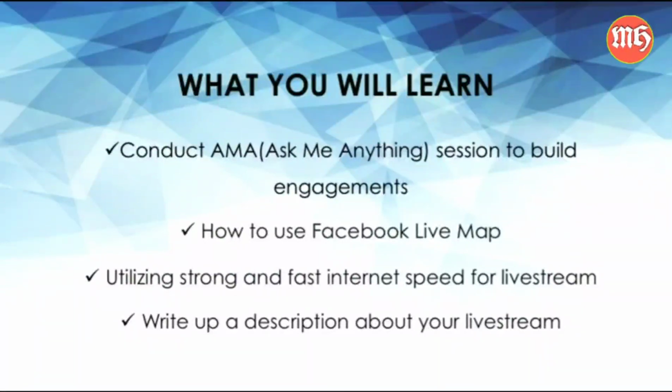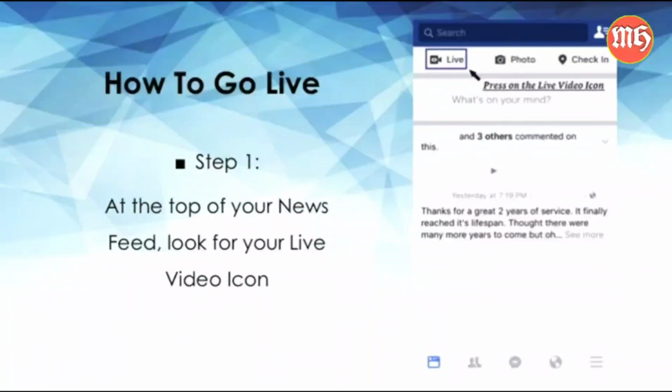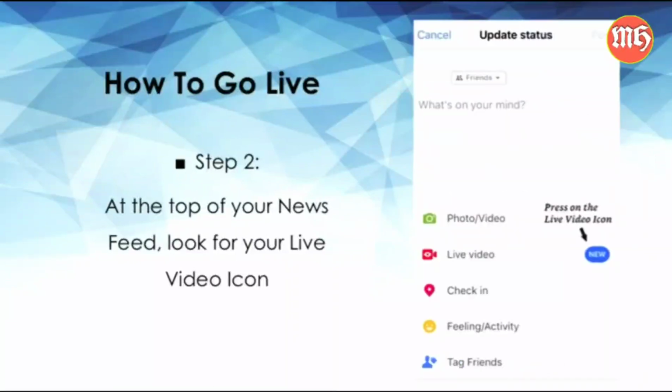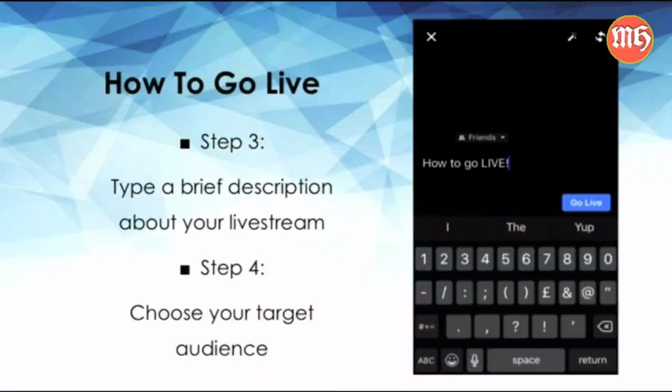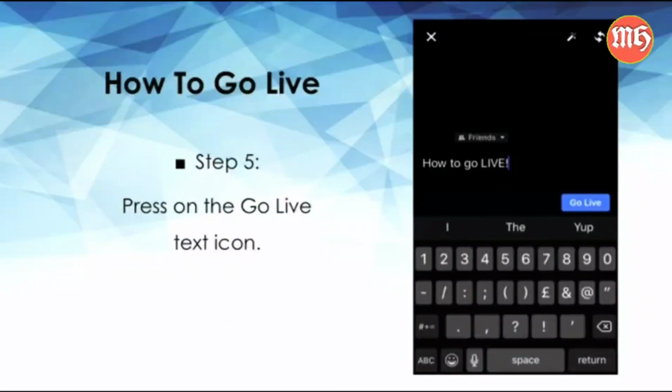So let's get started. To use Facebook Live, you'll need to download the Facebook app onto your mobile phone, then access your Android or iOS Facebook app once the download is complete. At the top of your newsfeed, in the dialog box, What's on Your Mind, select the live video icon. Next, type in a brief description about your live stream. You can choose an audience for your video depending on your preference at the bar above your live stream description. Finally, tap Go Live and start your live broadcast.